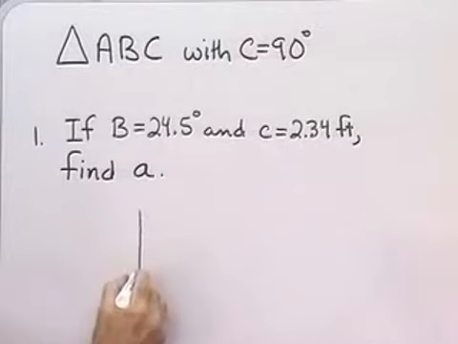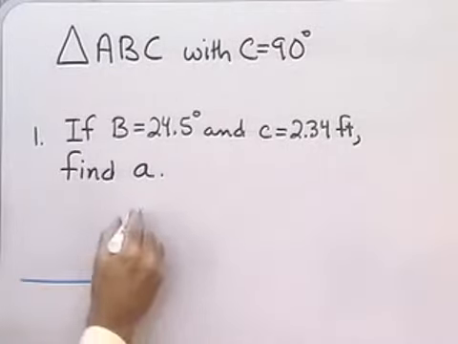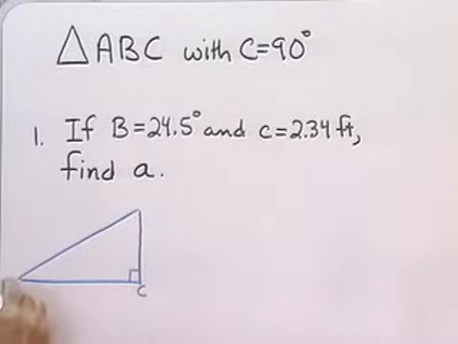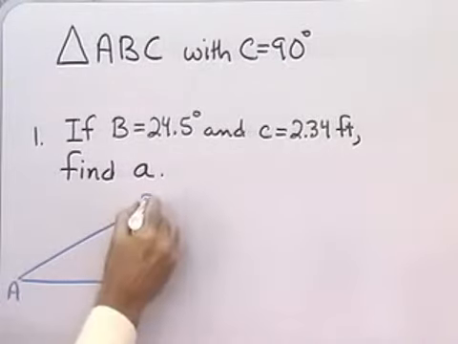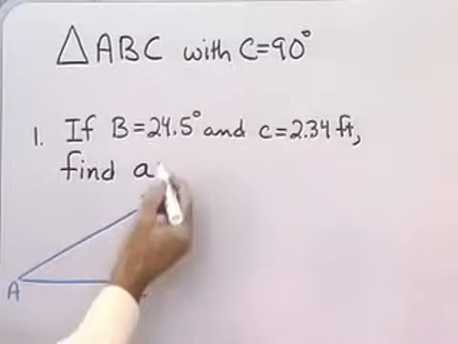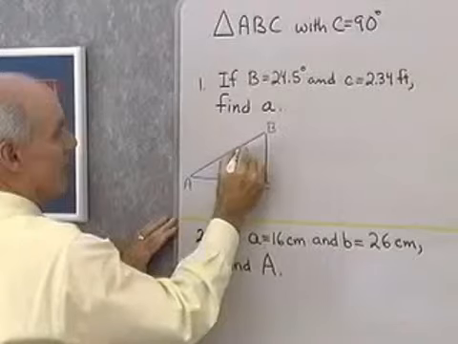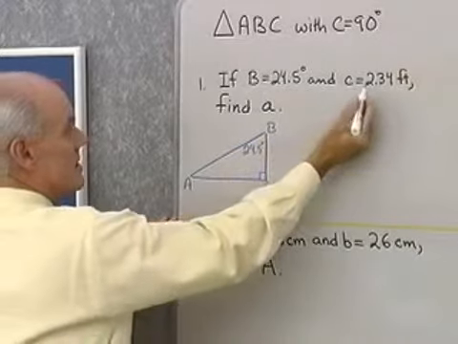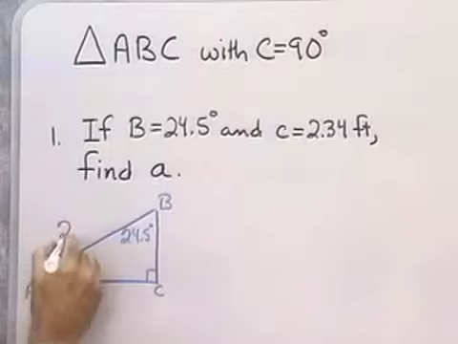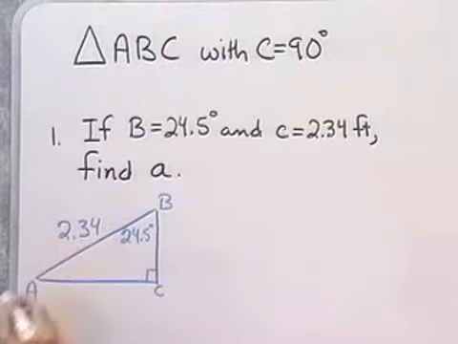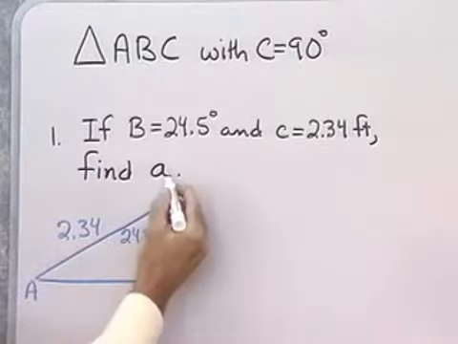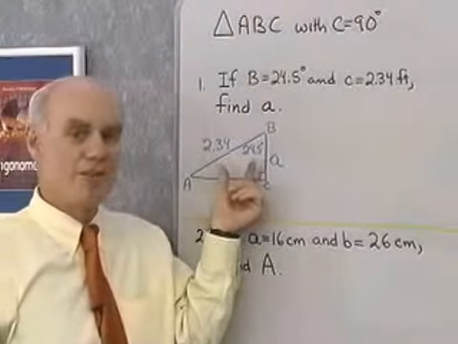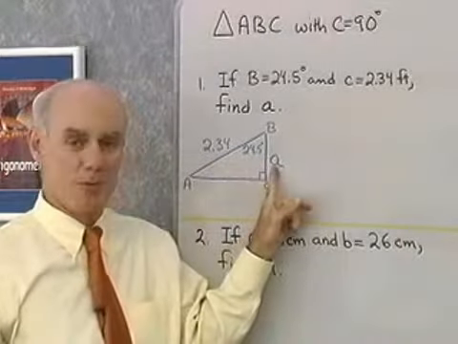So I'm going to begin by drawing a little diagram that I can label. I'll make that the right angle, so that's angle C. I'll call that A and that B. Now I want to label it so that angle B is 24.5 degrees. So 24.5 degrees for angle B. Side C is 2.34, so I'll label that 2.34, and I'm looking for side A. So I've labeled my triangle with all the given information and the side that I'm looking for.